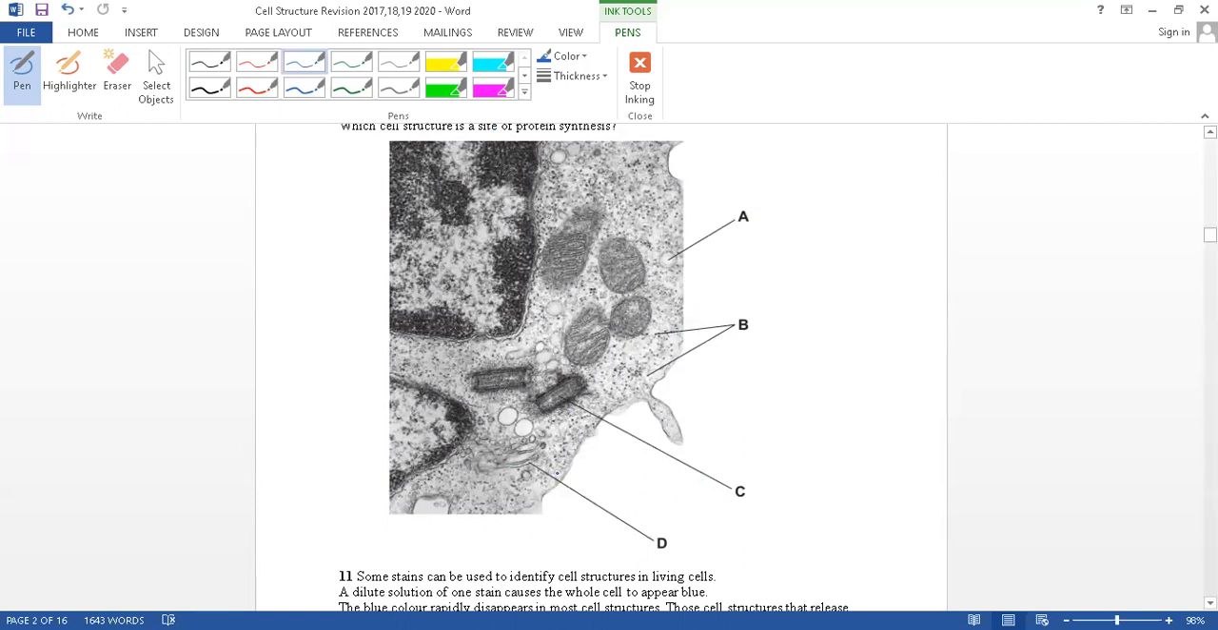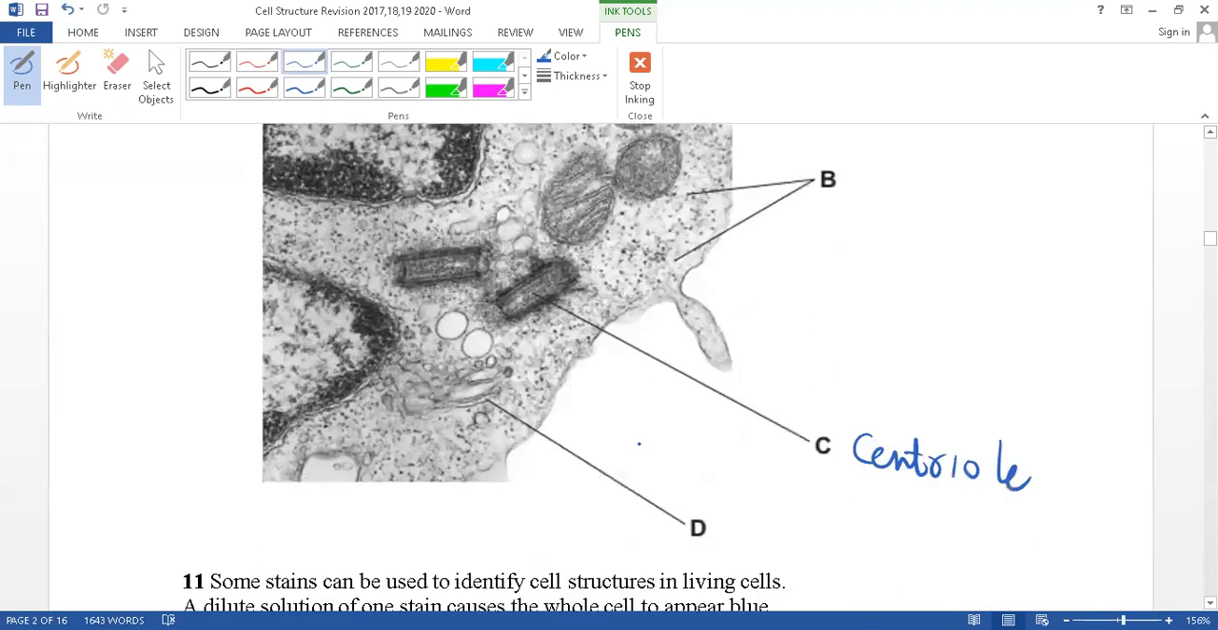Ribosome, right? So which one is the ribosome over here? What is this C? Can you see the cylindrical structure? These are cylindrical structures. Centriole. Okay, very good, excellent. Centriole. What is this D? Can you see the polar edges and the flattened sacs? Golgi apparatus. Yeah, Golgi apparatus.